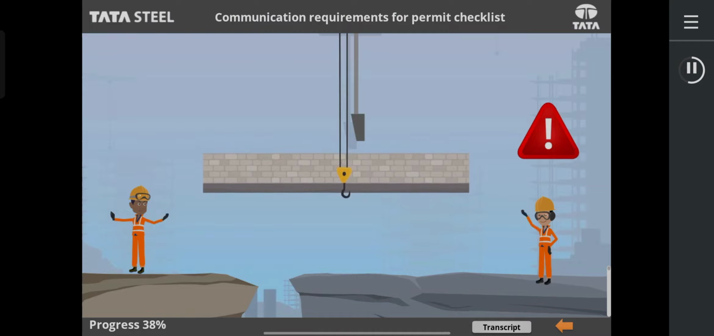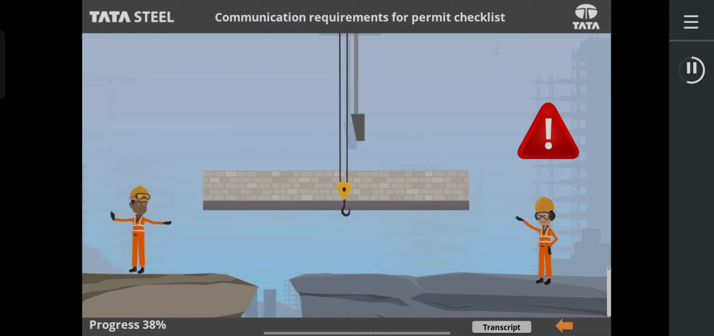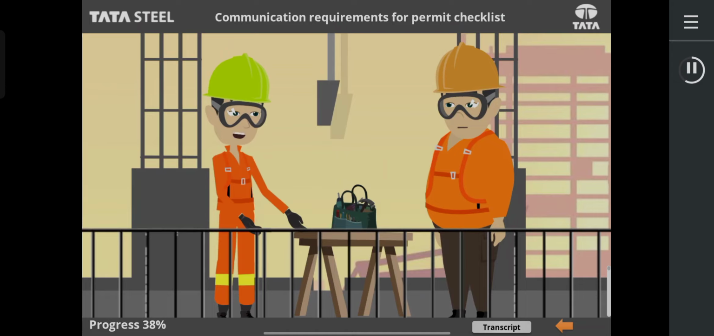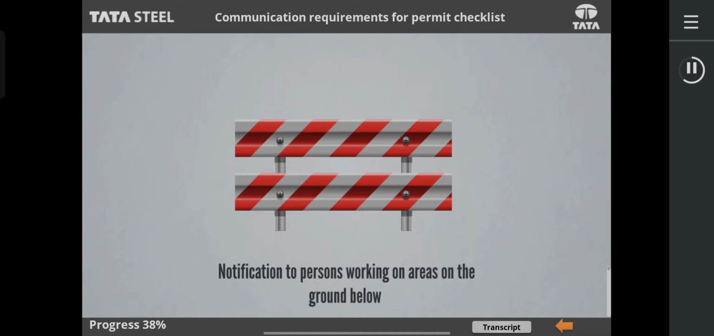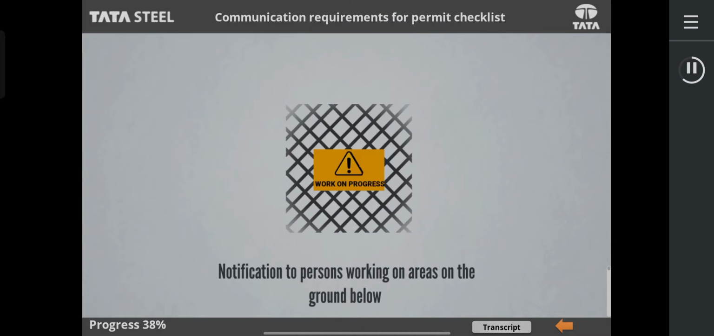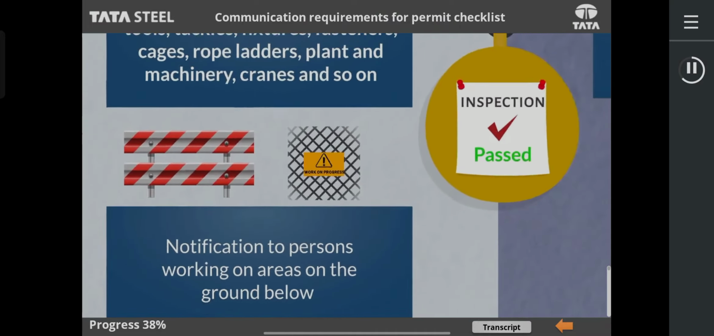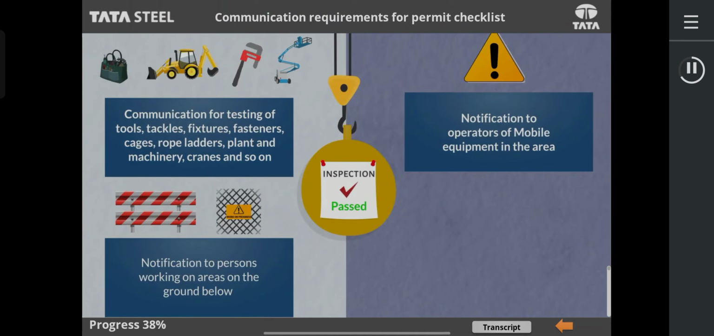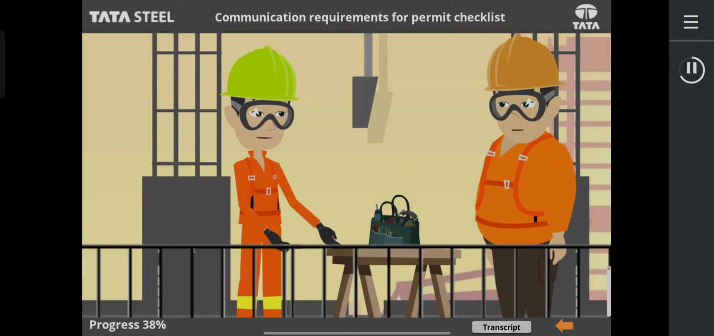Operators of mobile equipment in the close vicinity should be informed about the job being done because they may need to take precautions. The area on the ground beneath the height where the job is being executed must be properly barricaded or fenced, indicating danger. Concerned departmental personnel whose work may get affected by the job must have been identified and communicated.